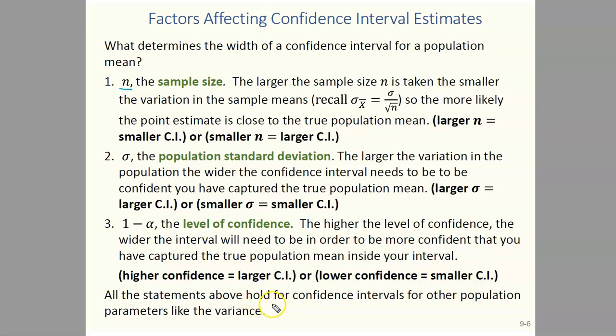Now, all of the statements above also hold for confidence intervals for other population parameters like the variance. We just discussed the population mean up here, but these are all true for other population parameters as well.